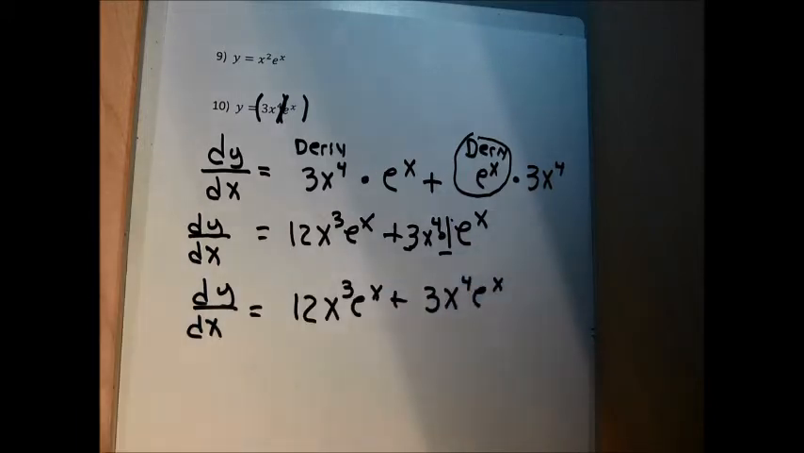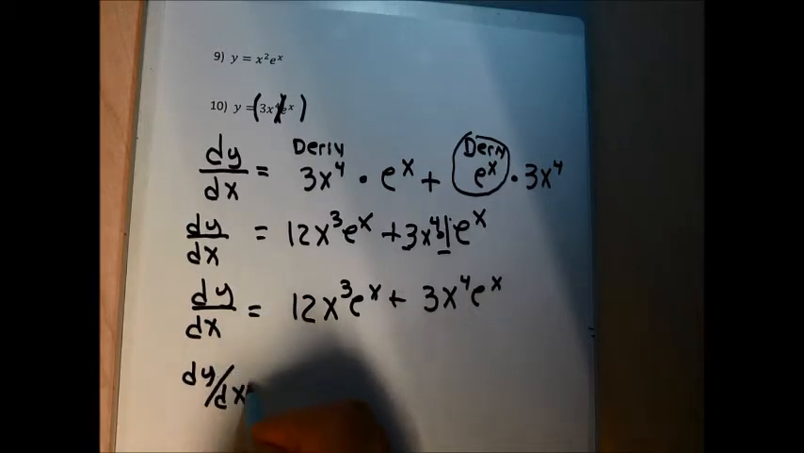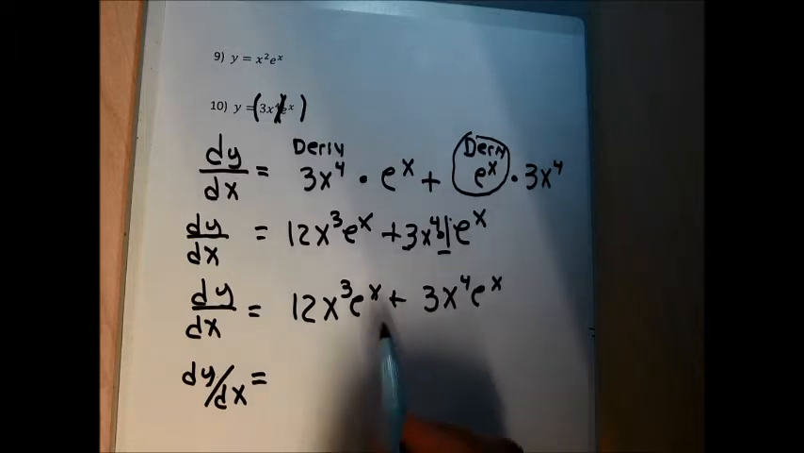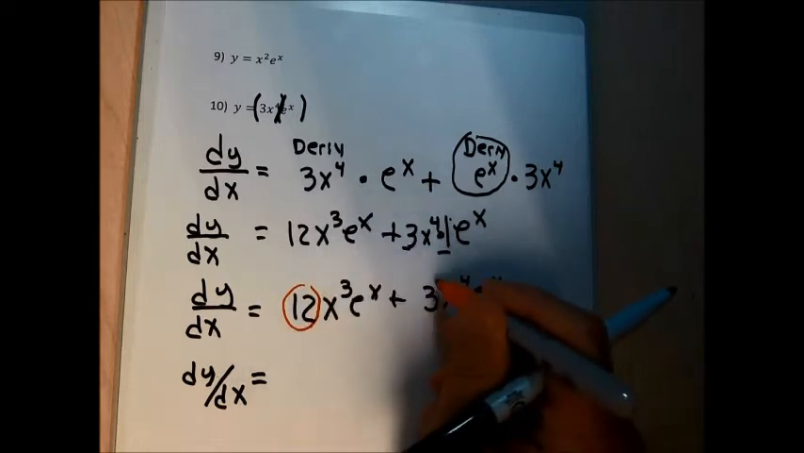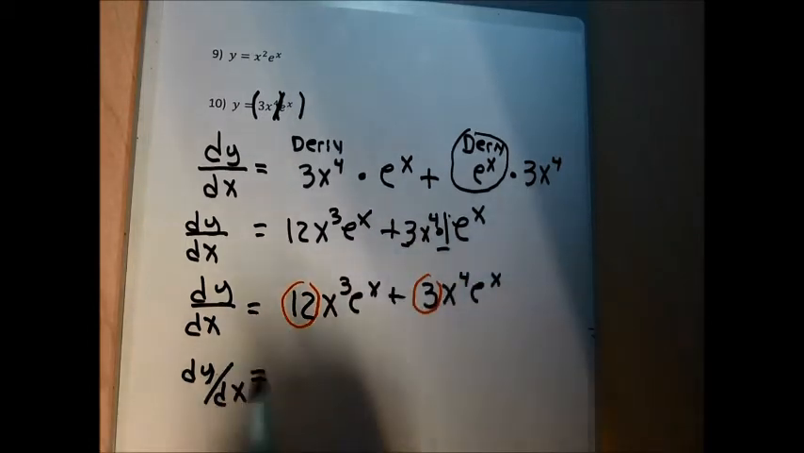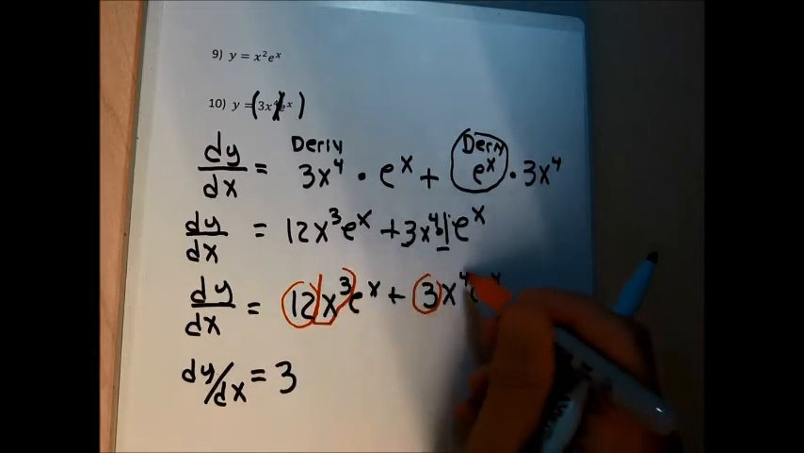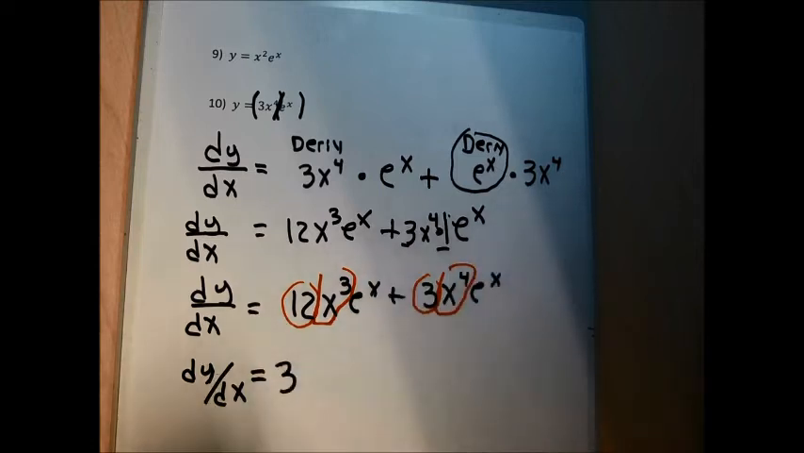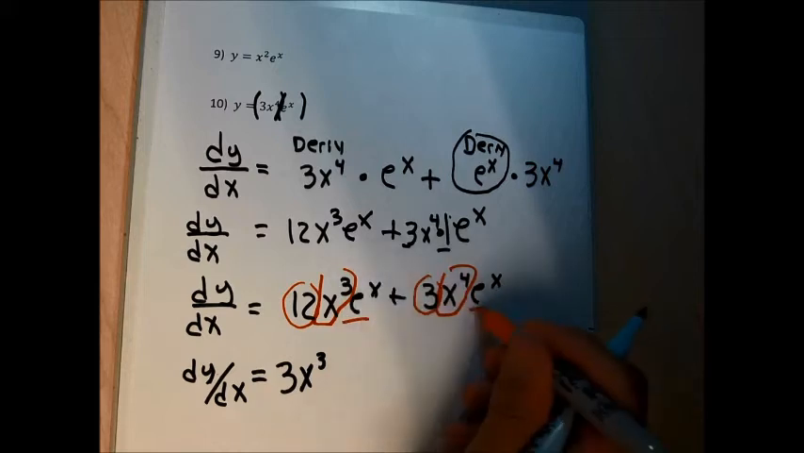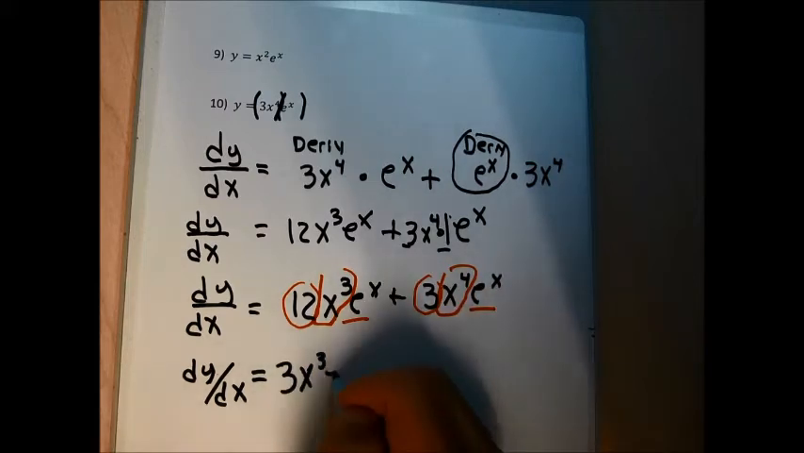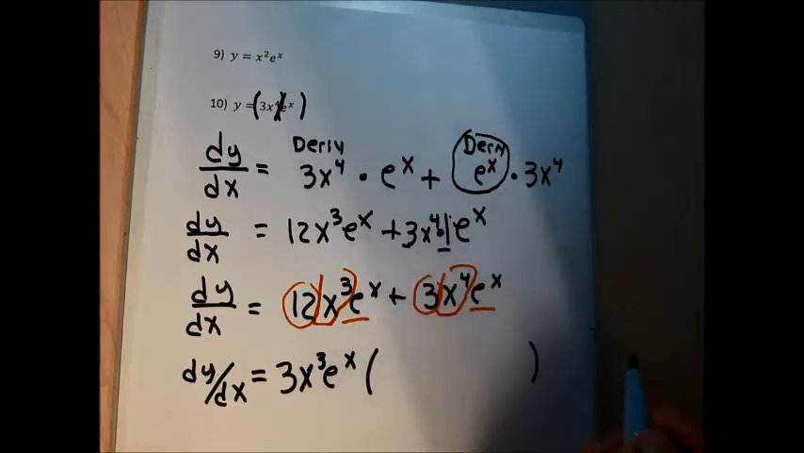x. And most of the times when I'm doing e's in the product rule, there's going to be a common factor I can factor out. And here there's a lot of common factors. Between this 12 and this 3, I'm going to factor out a 3. Between this x cubed and this x to the 4th, I factor out the smaller exponent of x cubed. And between this e to the x and that e to the x, I'm going to factor out an e to the x. So my common factor is a 3, an x cubed, and an e to the x.